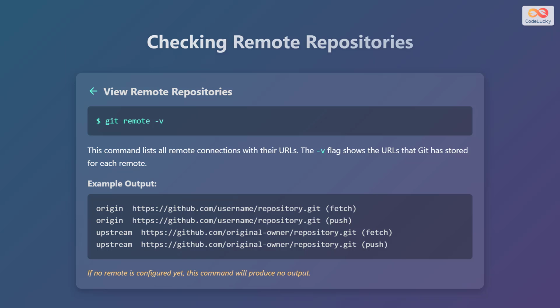For example, the output might show origin followed by the URL of the remote repository on GitHub, specifying both fetch and push URLs. If no remote repository is configured, this command will produce no output. This means that you haven't yet connected your local repository to any remote server.